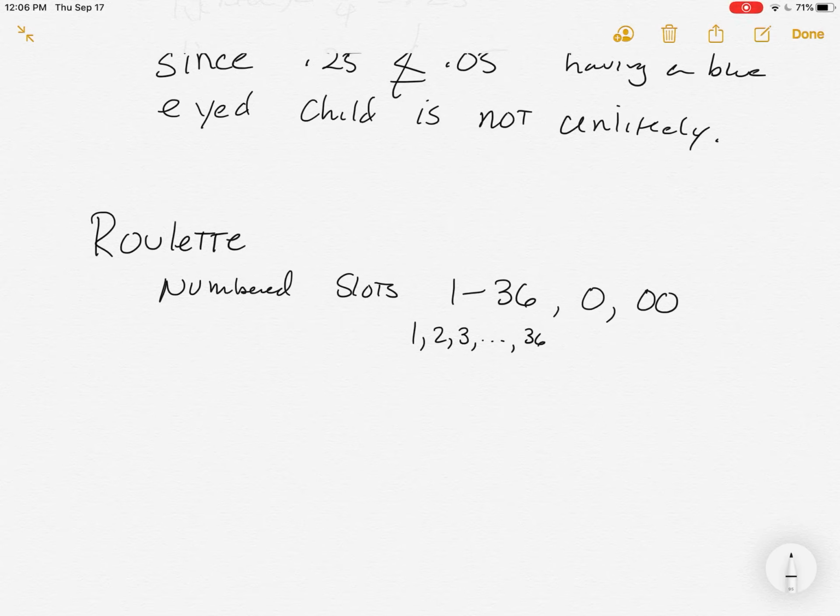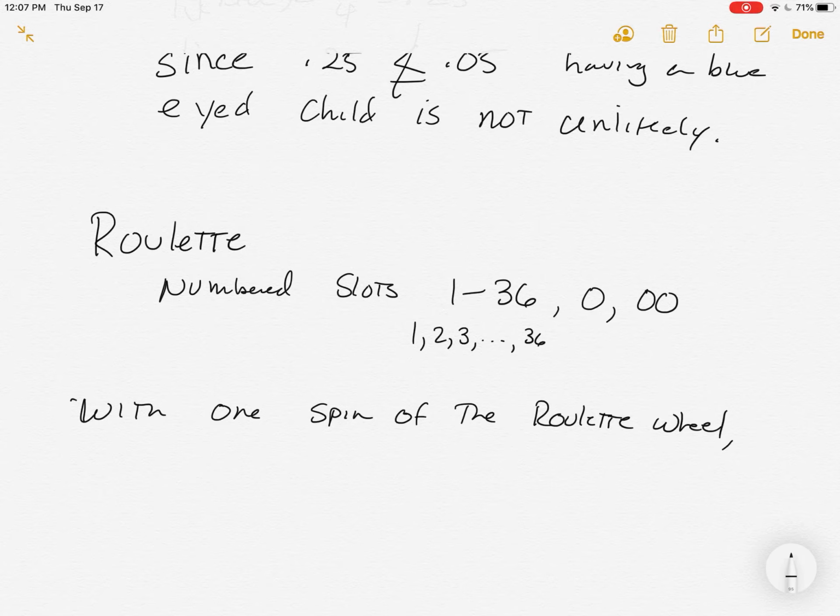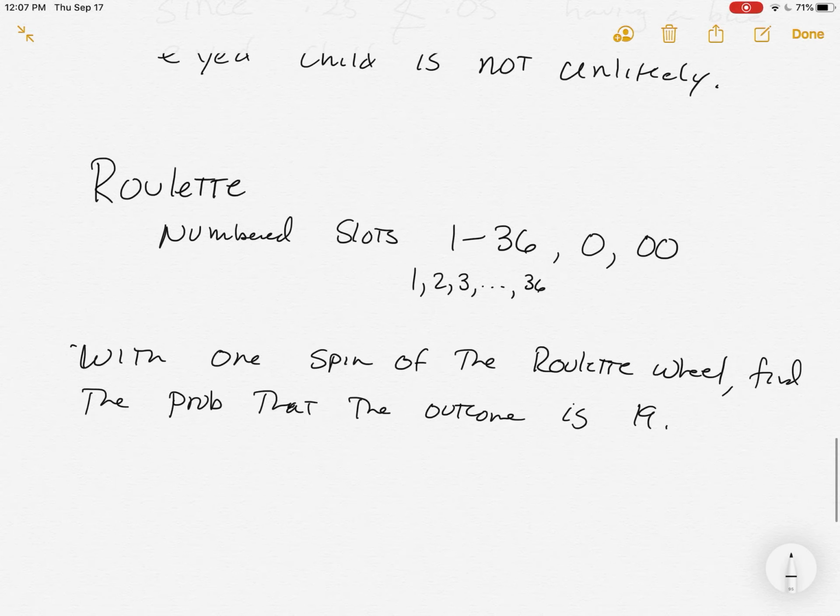They're going to ask a question like this. With 1 spin of the roulette wheel, so it's a big wheel that chooses a number, find the probability that the outcome is 19. Okay, no problem. We want the probability that it's 19.